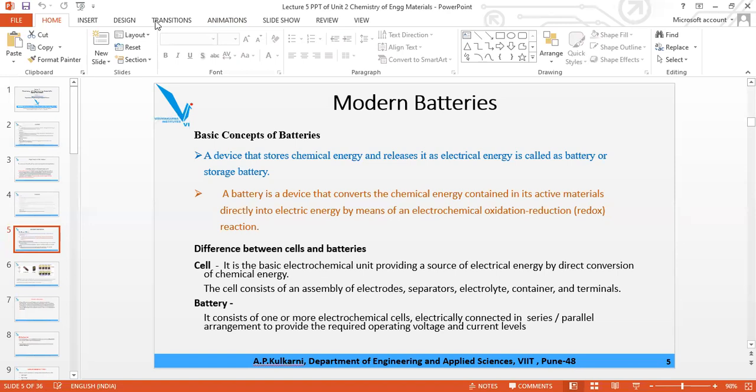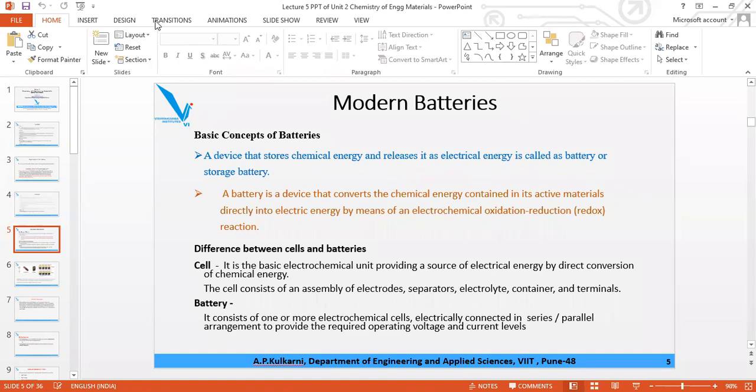Now, what is basically a battery? A battery is a device which stores chemical energy but releases electrical energy. It is any device which stores chemical energy and releases electrical energy. A battery converts chemical energy directly into electrical energy by means of the reaction known as oxidation reduction. Oxidation and reduction together are called a redox reaction.